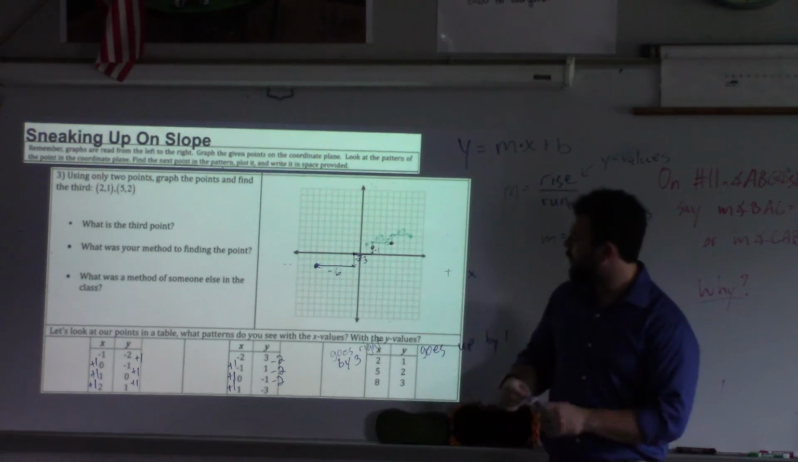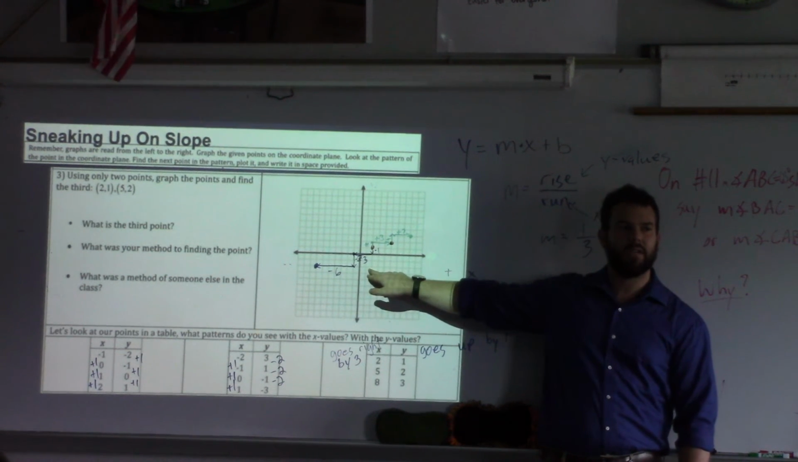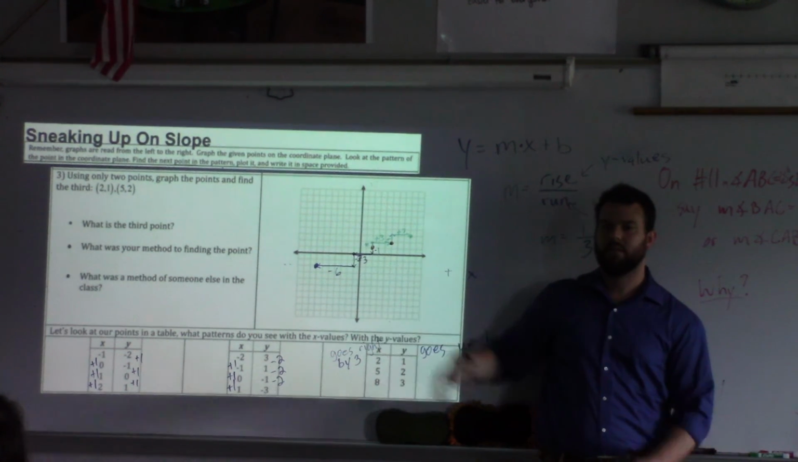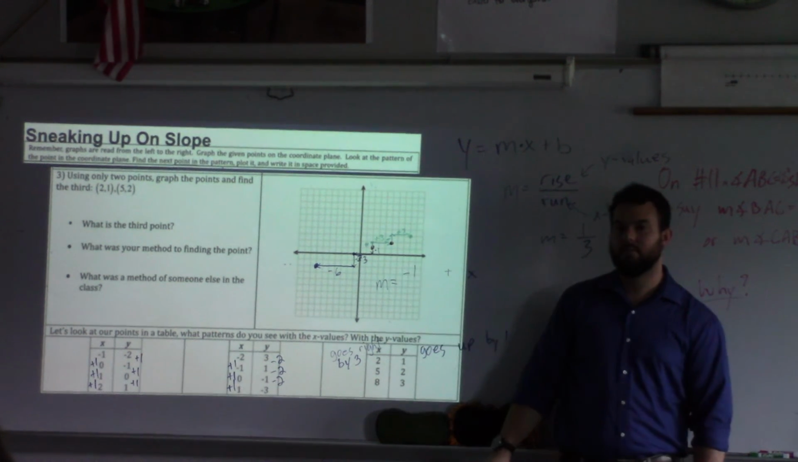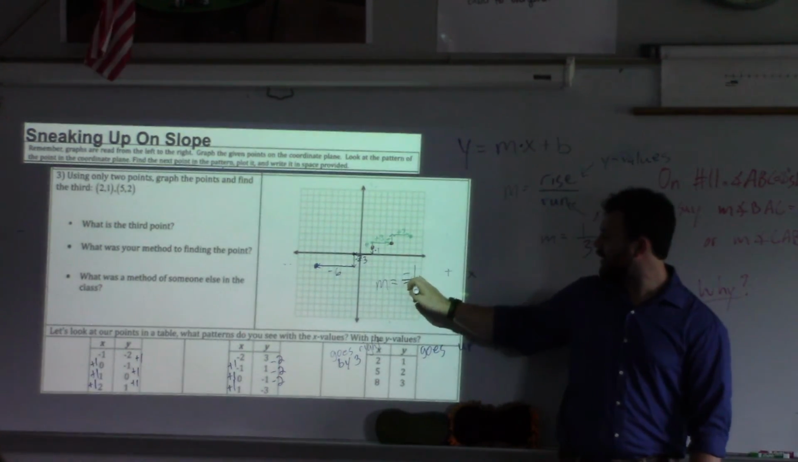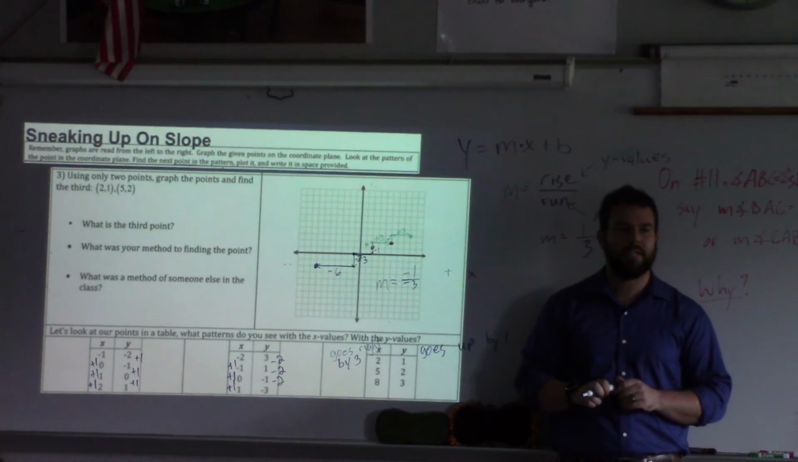Now, I do want to point this out, because this is a little odd. We did go down 1 and down 3, or to the left 3. Is that the same thing? No. Down 1, divided by to the left 3. If you do negative 1 divided by negative 3 in the calculator, what do you get?